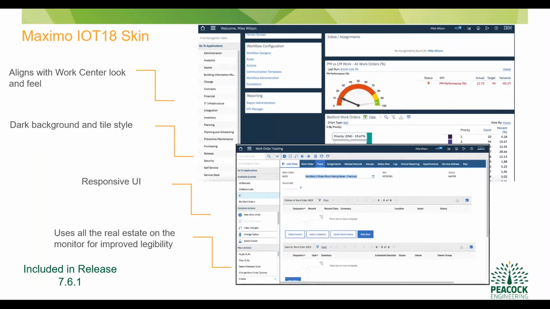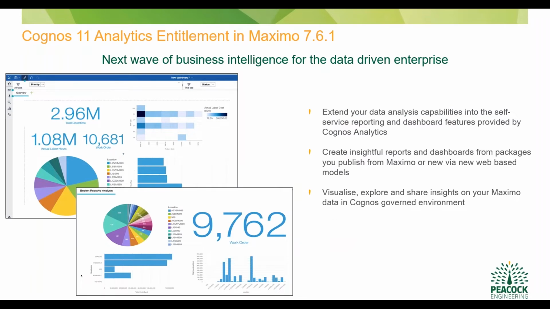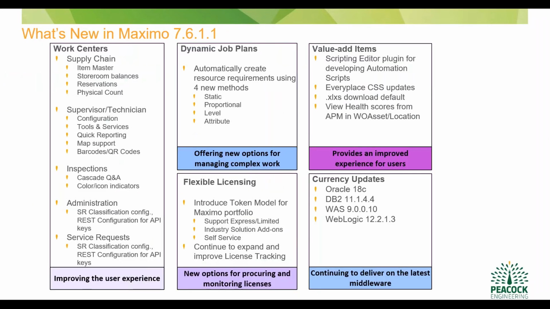The UI is a lot more responsive, and it also uses all the real estate within your desired monitor, whether that's a laptop or an external monitor. Again, Cognos 11, mentioned this earlier, it's a lot easier to use than the previous version, and the entitlements are there now with 7.6.1 and also 7.6.1.1. So let's get into the 7.6.1.1 release information.